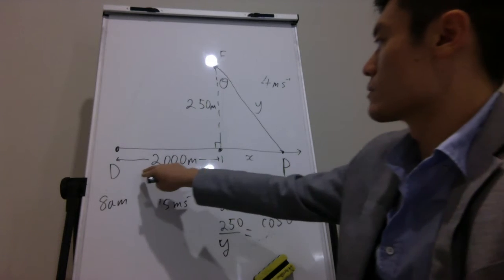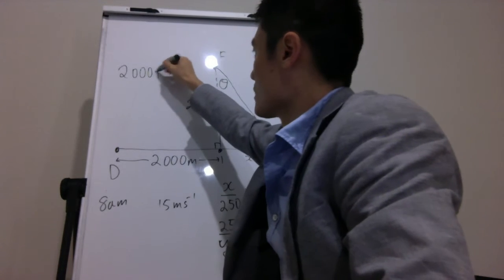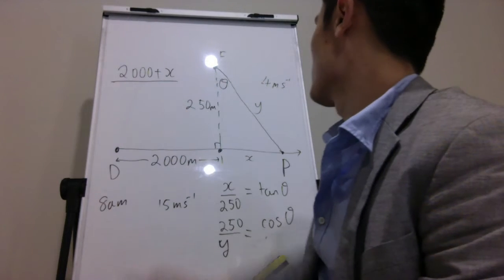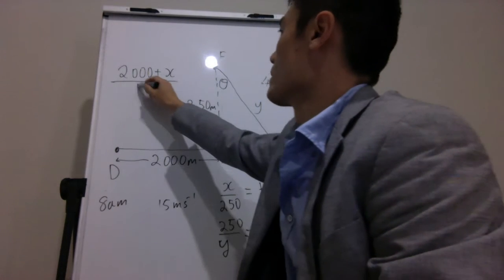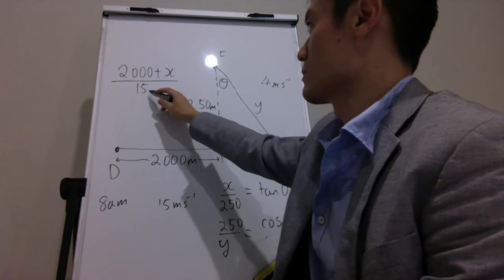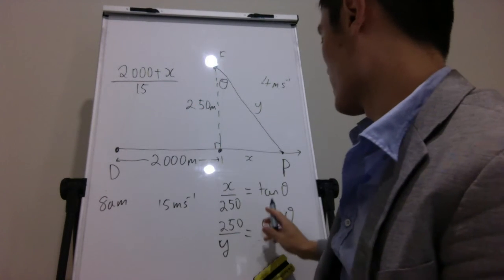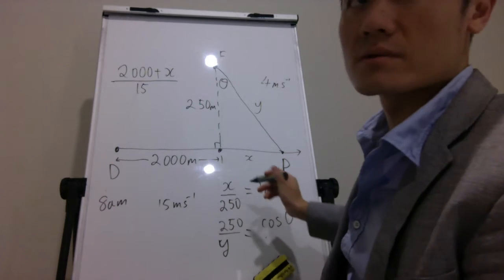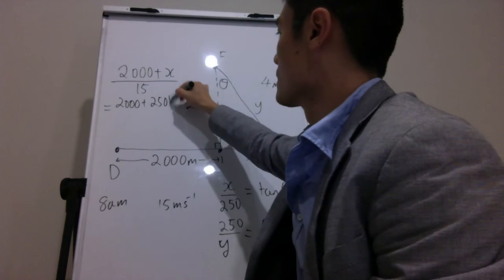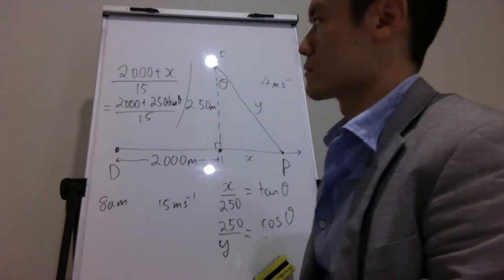If we just wanted to work out the time in terms of x, it would be 2,000 plus x. That's the distance, right? And then divided by the speed, 15. And as long as those are in meters, and this is in meters per second, the answer will be in seconds. Okay, but we don't want it in terms of x. We want it in terms of theta. So we replace x by 250 times tan theta. This is equal to 2,000 plus 250 tan theta divided by 15.